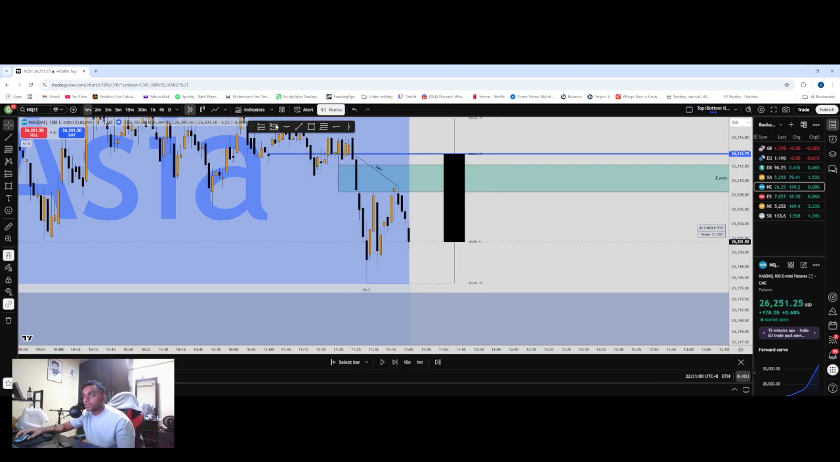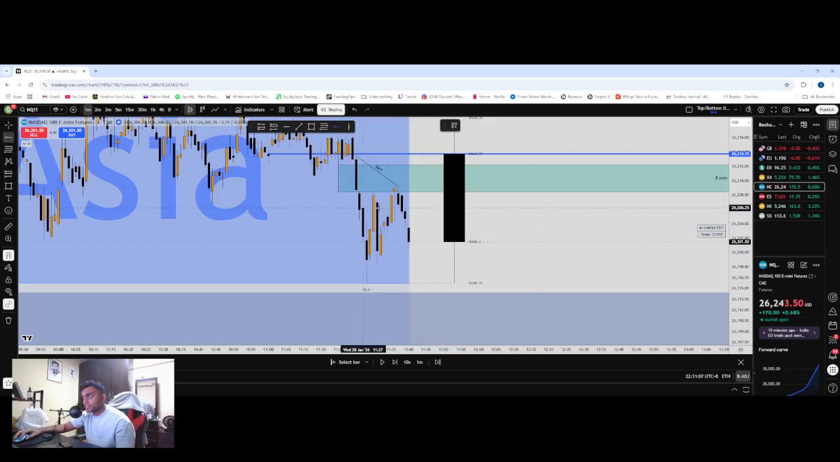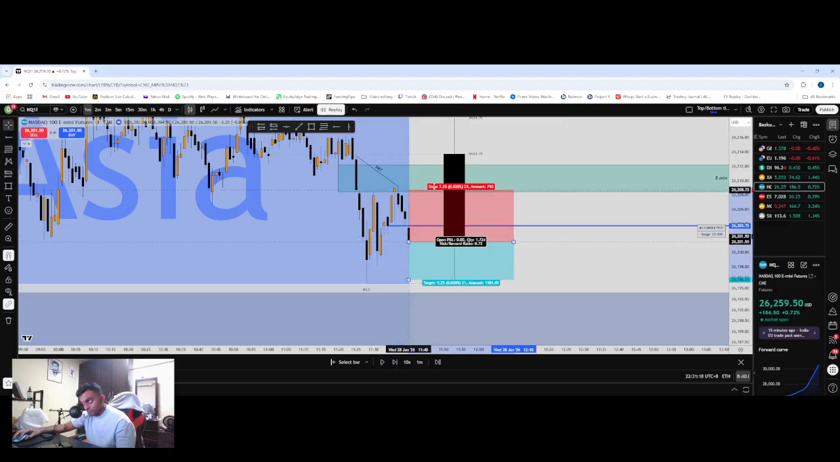Second thing done. Third thing, we need to get a CISD. So where was my CISD? This black candle was my CISD. Let me delete this. Okay, so this was my CISD. The moment it broke, I took a trade here, with stop loss above the SMT high.